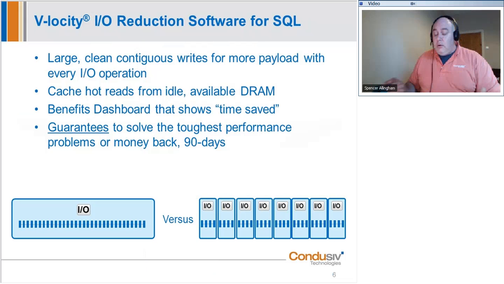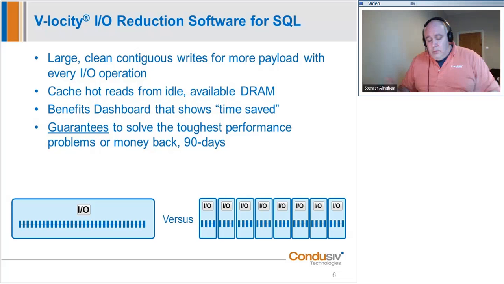We have a benefits dashboard that I'll show you in just a second that not only shows you just how much I/O traffic has been eliminated from having to go out to that slower back-end storage, but what percentage of read I/Os didn't have to go out and what percentage of write I/Os didn't have to go out. And it will show you how much storage I/O time that has saved.